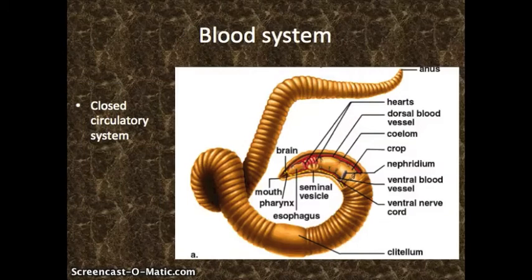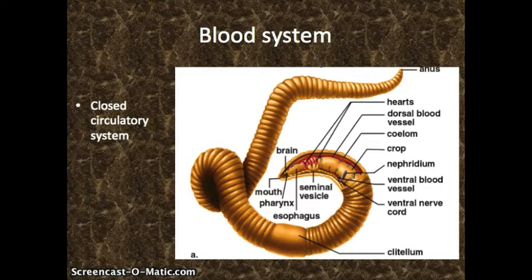The earthworm has a closed circulatory system. An earthworm circulates blood exclusively through vessels. There are 3 main vessels that supply blood to the organs within the earthworm. These 3 vessels are the aortic arches, dorsal blood vessels, and ventral blood vessels. The aortic arches function like the human heart.